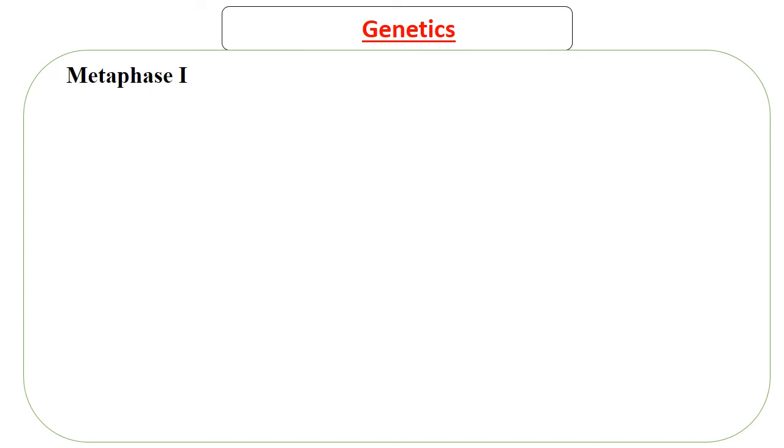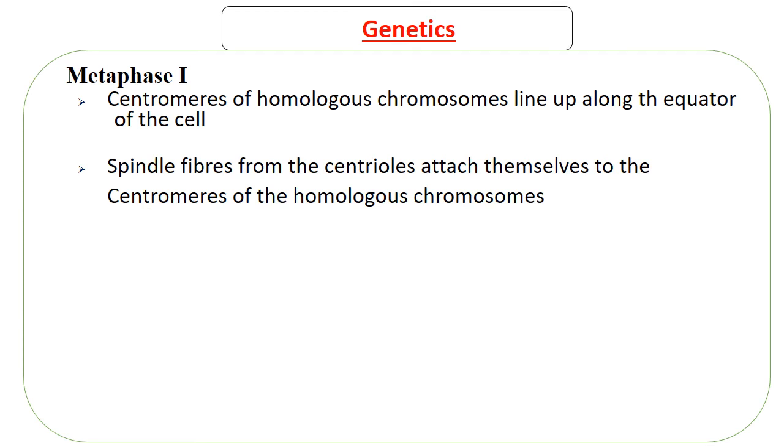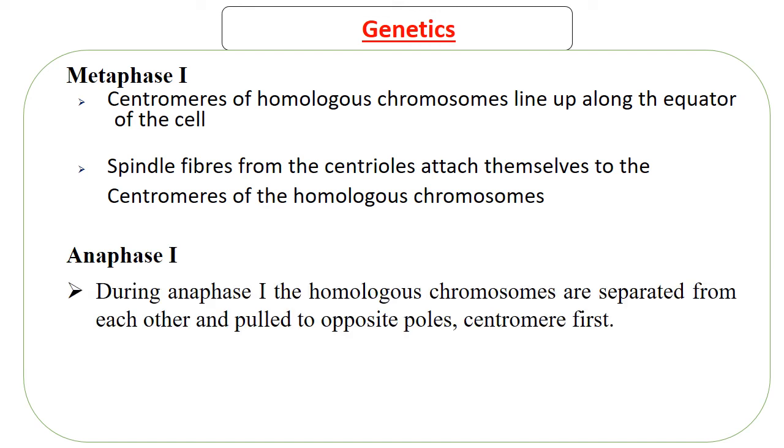So after prophase, of course, we go to metaphase. In metaphase, the same things happen as the metaphase in mitosis. Centromeres of homologous chromosomes line up along the equator of the cell. Spindle fibers from the centriole attach themselves to the centromeres of the homologous chromosomes. Then we go to anaphase, where the breaking happens. During anaphase, the homologous chromosomes are separated from each other and put at opposite poles, centromere first. So they are put apart.